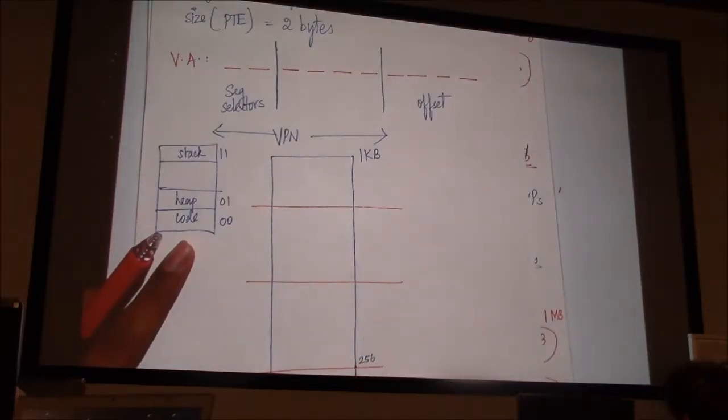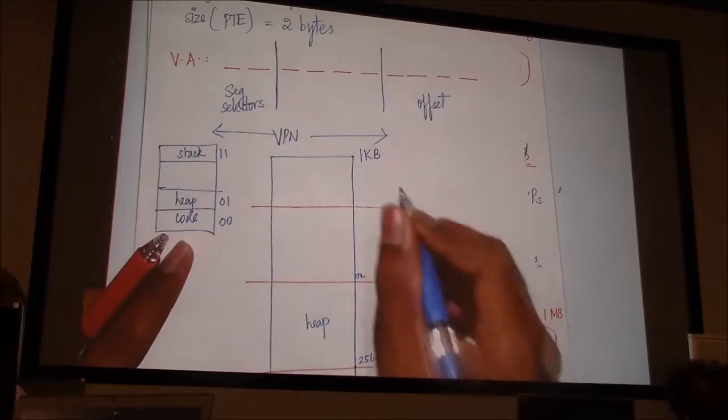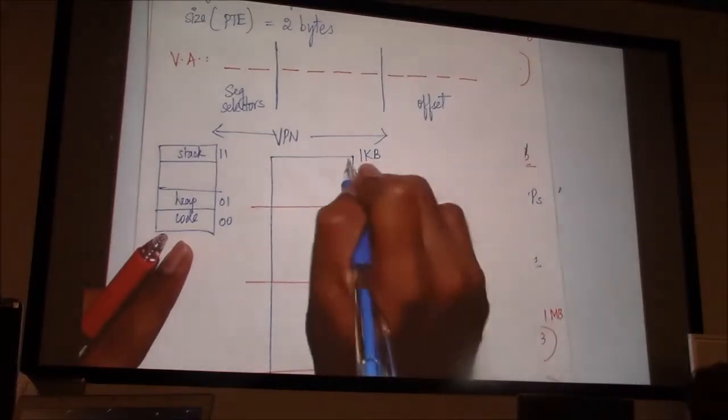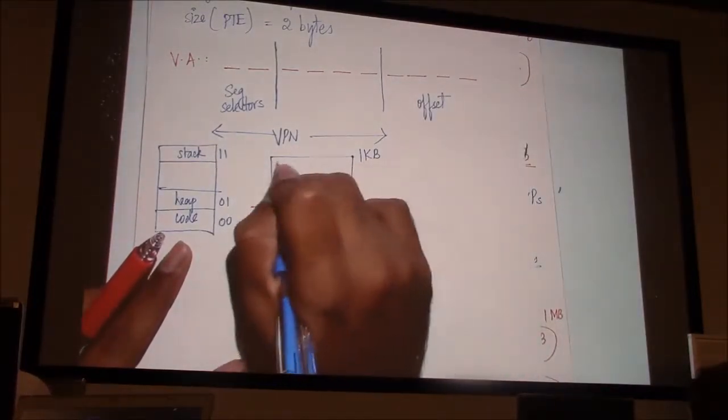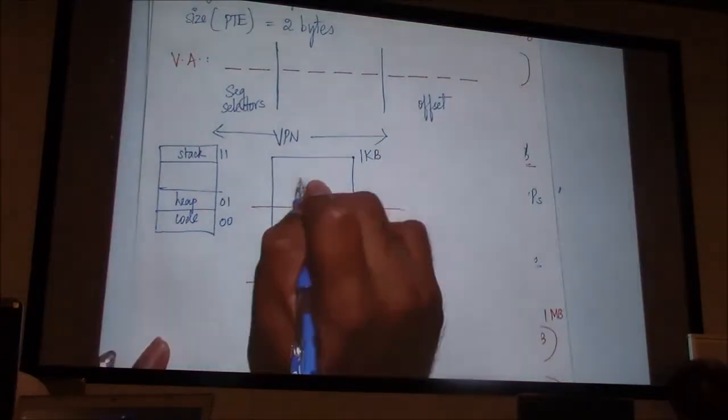Okay, this is the code, this is the heap. Then this particular place is going to be 512. And the last valid address is going to be 1023. Okay, and that is going to be the stack.